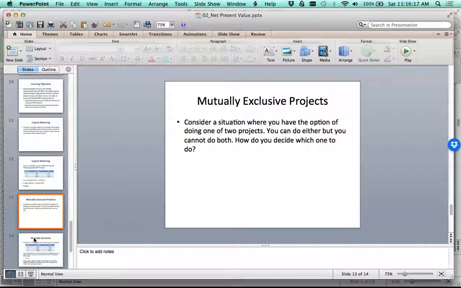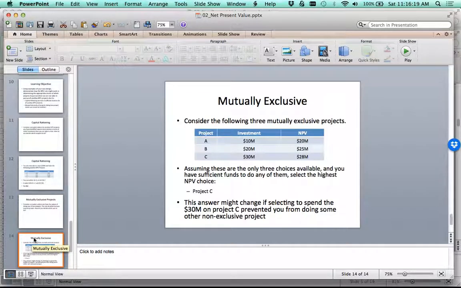How do you decide? So the example I have here is consider these three projects and really think of this as sort of a scale issue. We could either do a small version of a project and make 20 million off of it, or we could do a more expensive medium version and make 25 million, or we could do a larger version, 30 million, and make 28 million. And in this case, we're assuming that we could go raise the 30 million if we want to. We're not limited in terms of capital rationing, but now we just have to decide what to do.